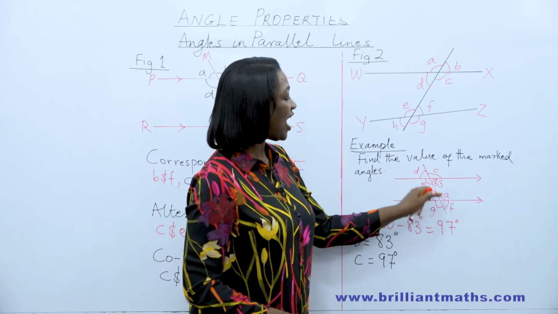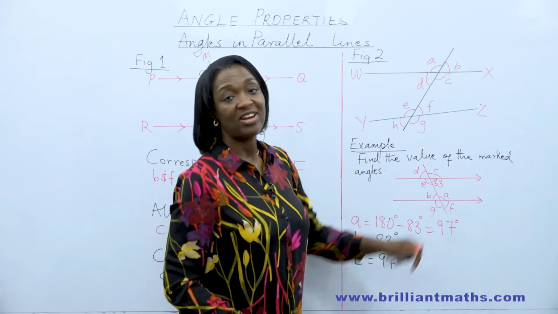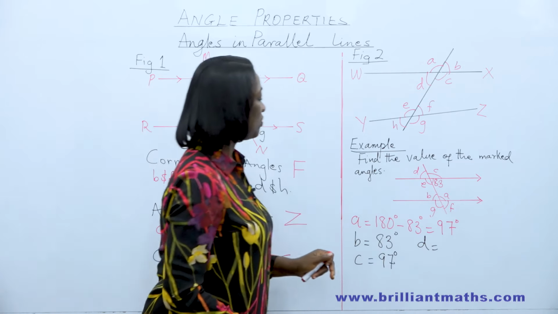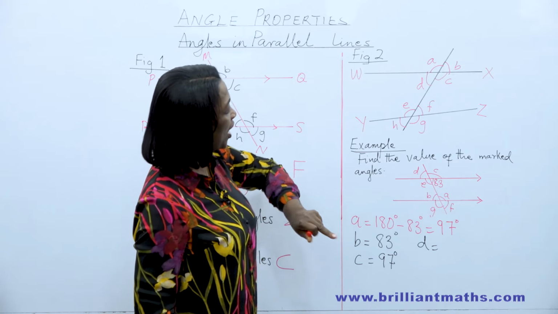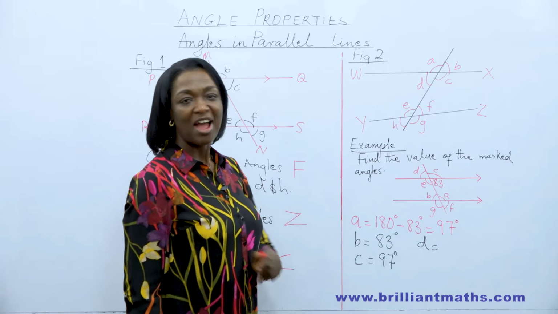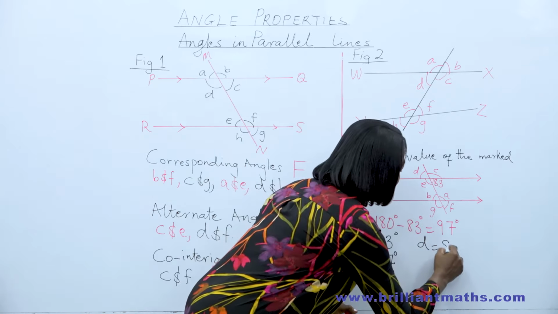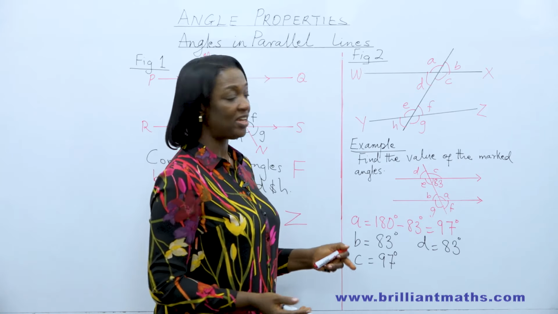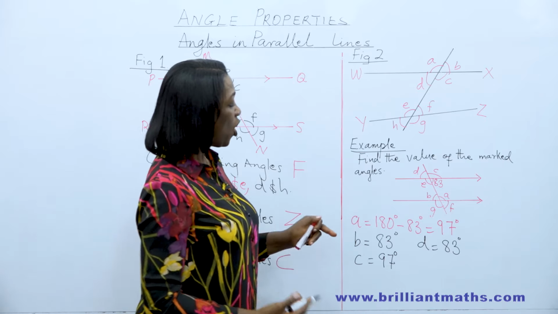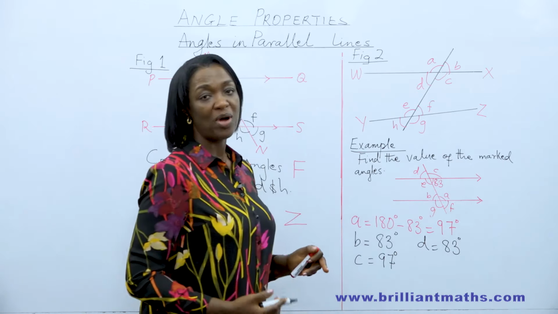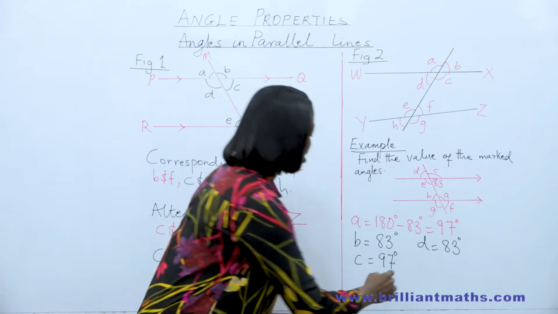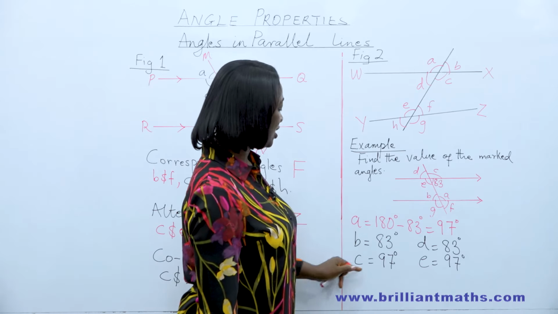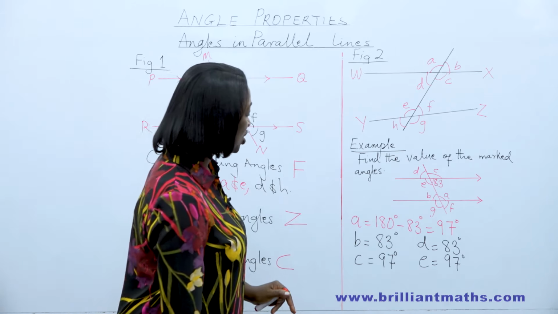We can also use the fact that C and A are corresponding angles formed by parallel lines, so they are equal. Angle D. D is vertically opposite to 83, and vertically opposite angles are equal. So D is 83 degrees. Next is E. You can use any of the facts that you know already, that E and C are vertically opposite, or E and 83 will add up to give you 180. So E is equal to C. And since we know C already, E is equal to 97 degrees. We found A, B, C, D, E, so we are left with F and G.